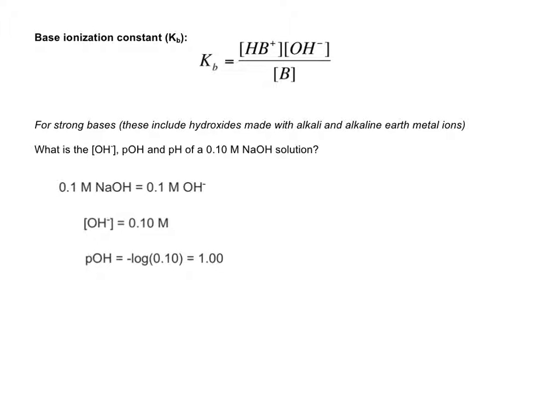And then the pH, when we're in water, we're on a scale from 0 to 14, essentially. And so the pH is going to be 14 minus the pOH. So those two numbers are always going to add up to 14. So if the pOH is 1, then the pH is going to have to be 13. So this is a very basic solution.